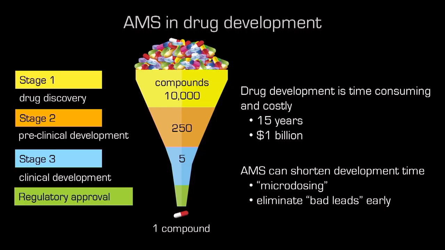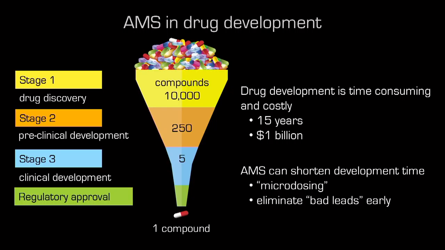And then once you do that, you go into stage 2, which is preclinical development, where you're doing animal studies and cellular studies on hundreds of compounds to try and find out which ones will work and which ones won't. You can weed out the ones that don't work. And then you go on to stage 3, which is clinical development, where you're actually testing your drug candidate in humans. And it's in this stage 3 where most of your drugs fail.